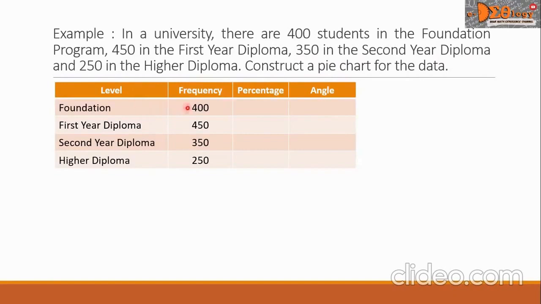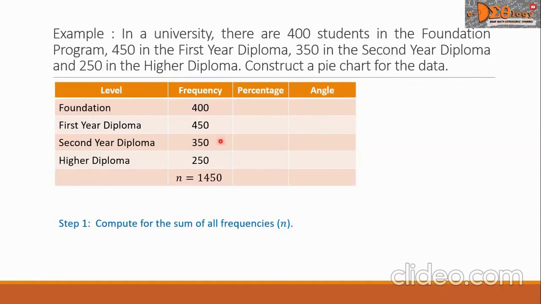There are 400 students in the foundation program, 450 students in first year diploma, 350 students in second year diploma, and 250 students in higher diploma. There are 2 additional columns, namely percentage and angle, that we're going to fill in the blanks for these 2 columns. Let's go now to step 1, and that is to compute for the sum of all frequencies.